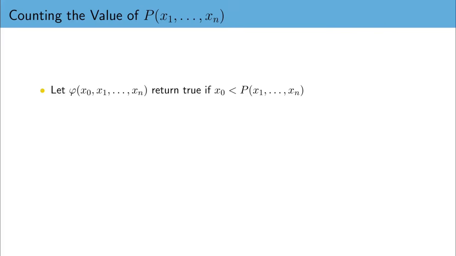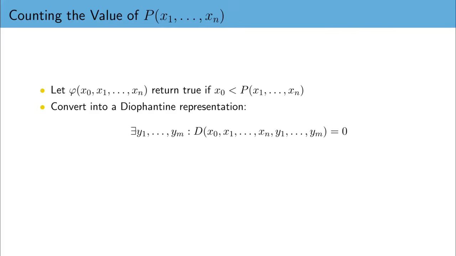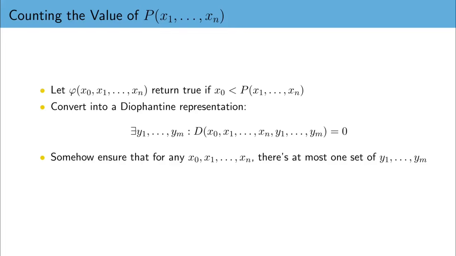So we can use the MRDP theorem to convert it into an equivalent Diophantine representation. There exist y1 through ym such that some polynomial in all of our variables is equal to 0. Now, there's a tricky bit that I'll talk about how to deal with later, but we somehow need to ensure that for any tuple of x's, there's either 0 or 1 set of y's making our polynomial equal to 0. That is, there aren't multiple sets of y's making our polynomial equal to 0. Polynomials like this are called singlefold, but the MRDP theorem doesn't necessarily give us singlefold polynomials.